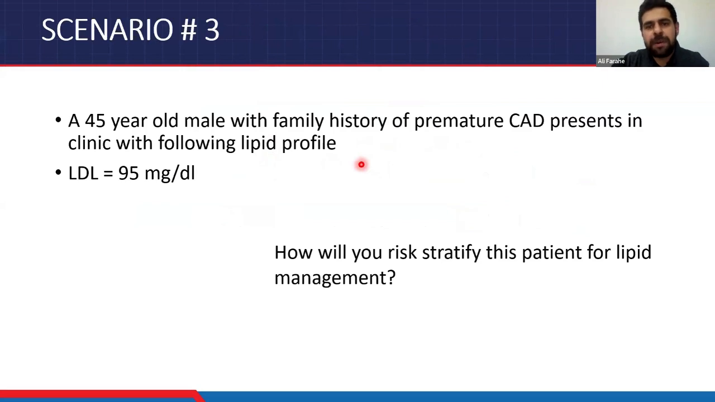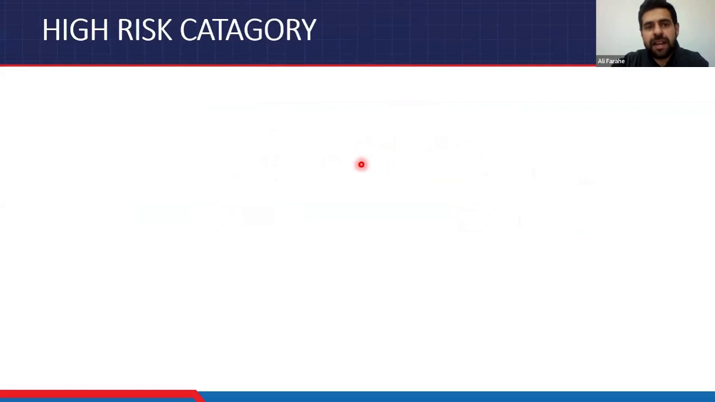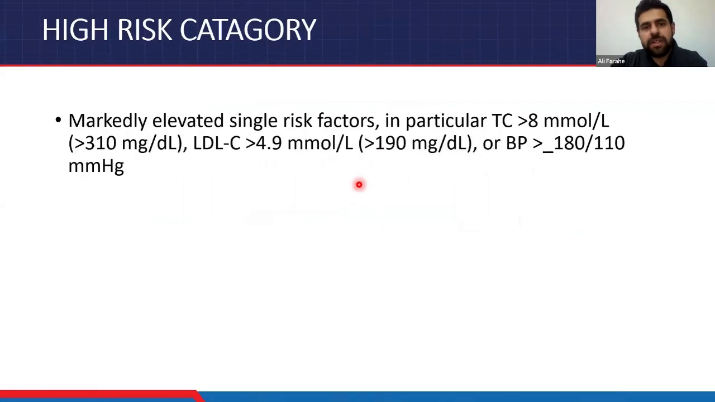Diabetes, dyslipidemia, or hypertension. So how would you risk stratify this patient? So he falls in the high risk category. These are the patients who have a markedly elevated single risk factor, such as total cholesterol, LDL, or a BP of more than 180.